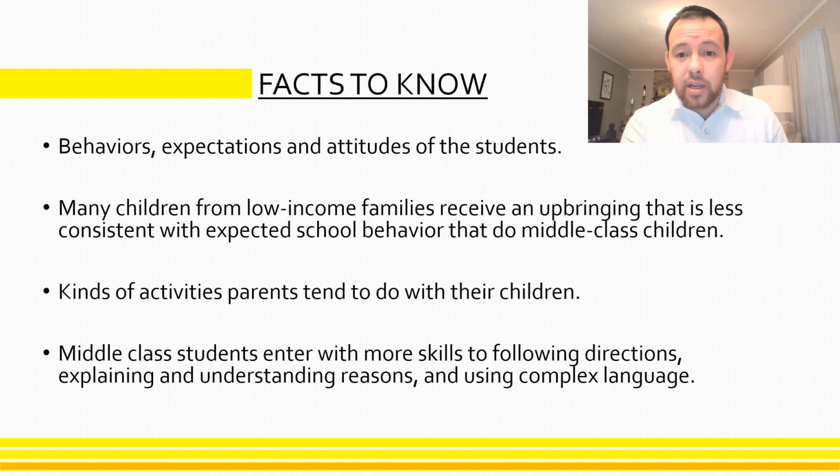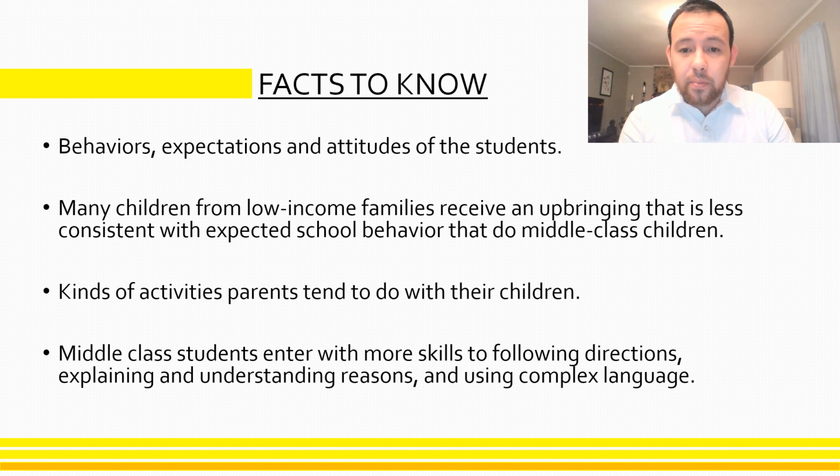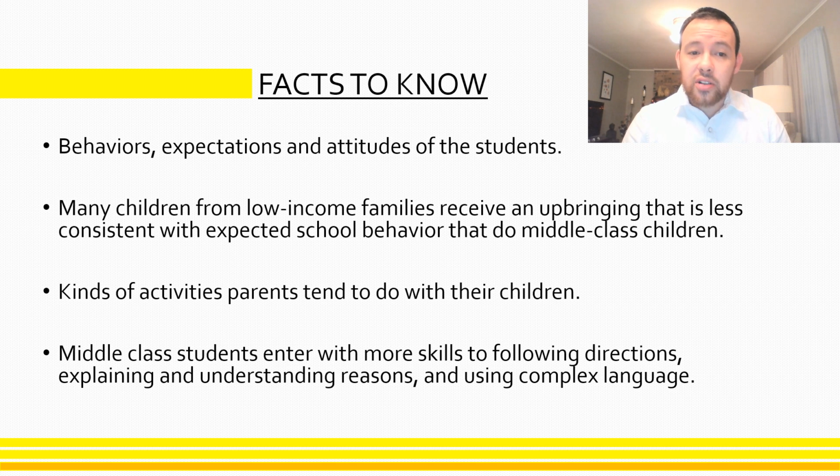So how does socioeconomic status affect student achievement? This is an important fact to know, because the behavior, expectations, and attitudes of students differ depending on social class. Many children from low-income families receive an upbringing that is less consistent with expected school behavior than do middle-class children. The kinds of activities parents tend to do with their children are different.